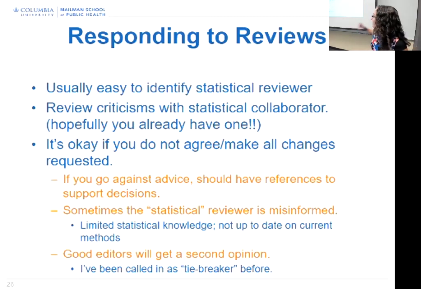And then just sort of as an aside from my experience, a good editor will get a second opinion. So if the reviewer and the authors are going back and forth about what is the best method or the best approach, they will often call in a second statistician to review the paper and give their opinion. I've been what I call a tiebreaker before. The editor contacted me and said, "Hey, the reviewer and the authors can't seem to agree on this. I don't know what to do with it. Can you please take a look and give me your opinion?" So don't worry if there's this back and forth process, as long as you feel like you're grounded in research.